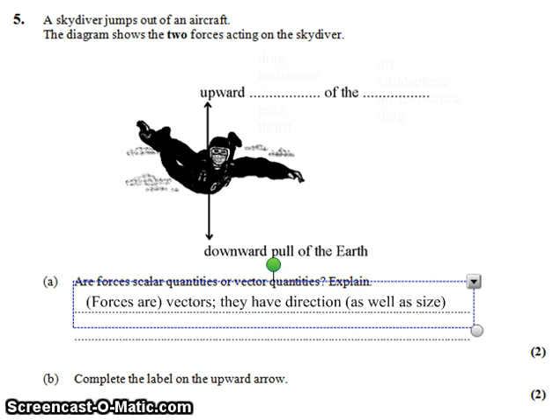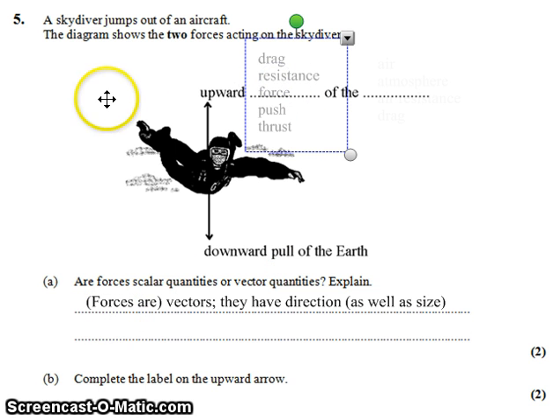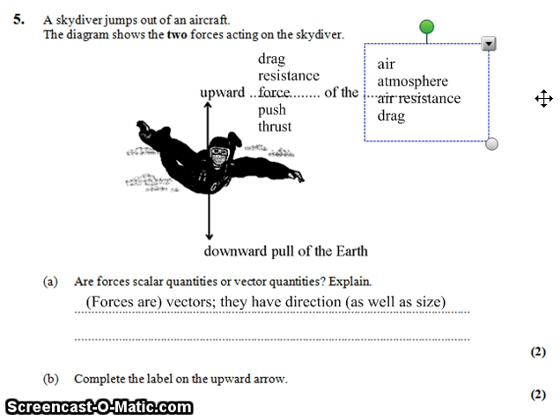Complete the label on the upward arrow. Well, there are lots of choices here. You could have had drag, resistance, force, push, thrust. Didn't accept pull as the force there because the air resistance is pushing against the parachutist. And the second part, we could have had the air, the atmosphere, air resistance, or drag.